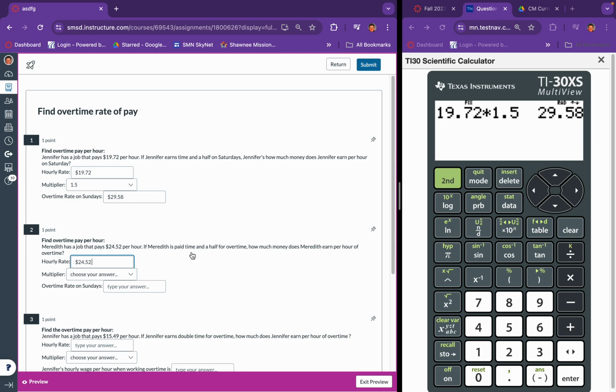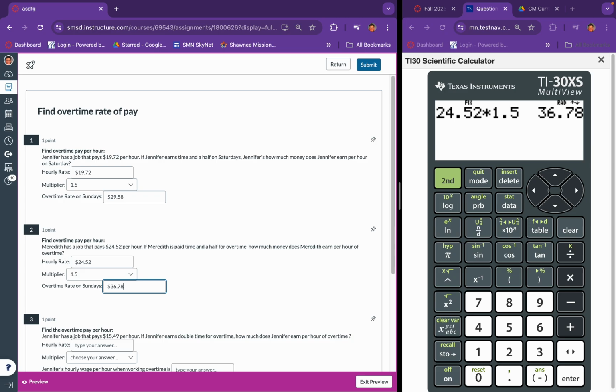The next thing is if Meredith is paid time and a half, again, time and a half is 1.5. So we'll put 1.5 here, we'll go to the calculator, and we'll put in our normal hourly rate, $24.52, and we'll multiply that by 1.5. And multiplying that by 1.5, when this person works 1 hour of overtime, they earn $36.78 for that 1 hour. So for every hour of overtime they work, they earn $36.78.